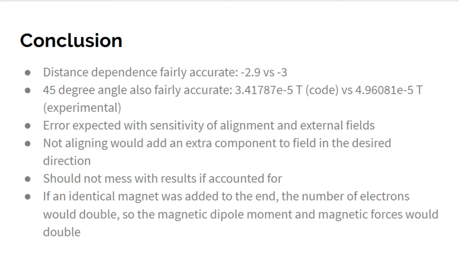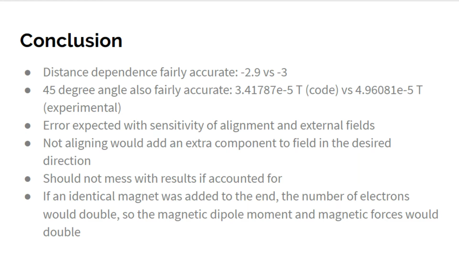The experimental results for the magnetic field at a 45-degree angle from the axis of the magnet were also very similar to those calculated by the code. The ones calculated by the code were 3.4 times 10 to the negative 5th Teslas, and the experimental was just under 5 times 10 to the negative 5th Teslas. So those are well within an order of magnitude of each other, and so are very accurate.